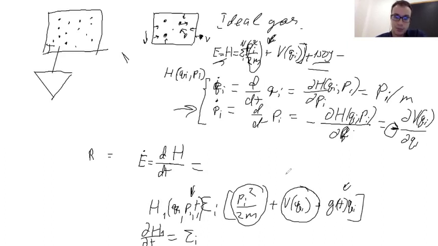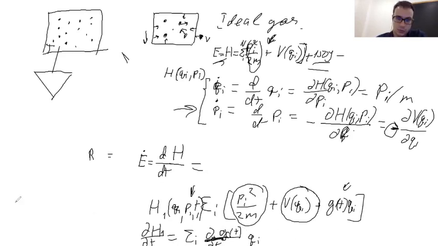For this part, we have just made a calculation. It would be exactly the same. This term, when we differentiate it with respect to time, would give us 0. And then we would obtain only this term: d over dt of g of t, times q_i.